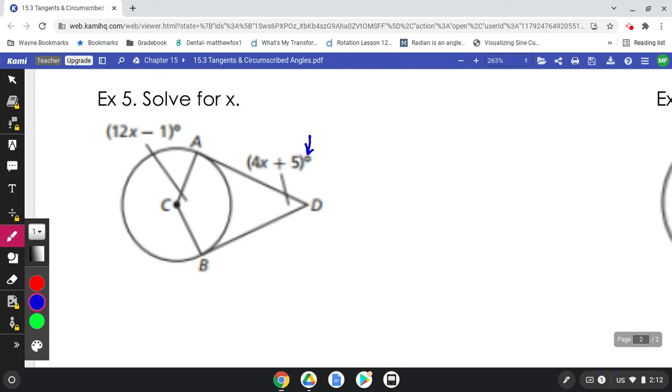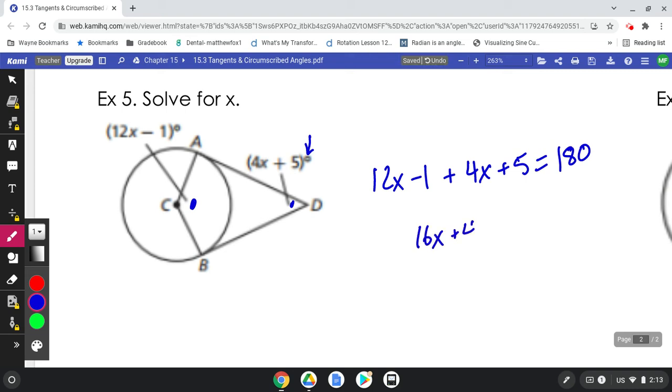We know that these two angles, this one is the central angle, this is the circumscribed angle, and they are going to be supplementary. So we do 12x minus 1 plus 4x plus 5. All that adds up to 180. Combine your like terms. 16x plus 4 equals 180. Subtract 4. 16x equals 176. You can divide, x equals 11.